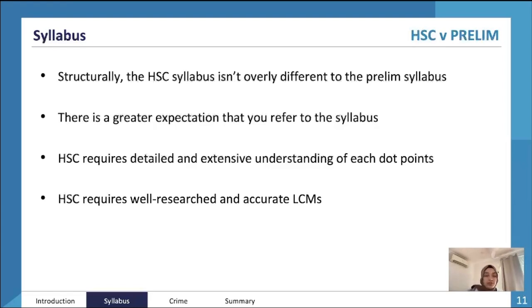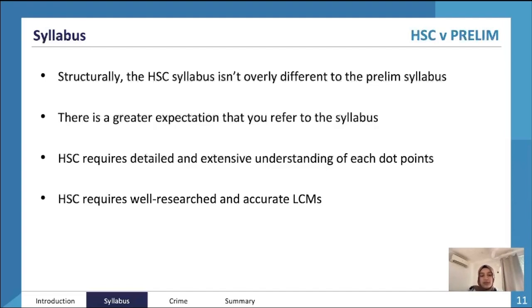Some of you may have had exams in prelim that do still refer to the third dot point here, which is the detailed and extensive understanding. But remember that HSC emphasizes it so much more. So make sure that you are aware of that going into year 12.